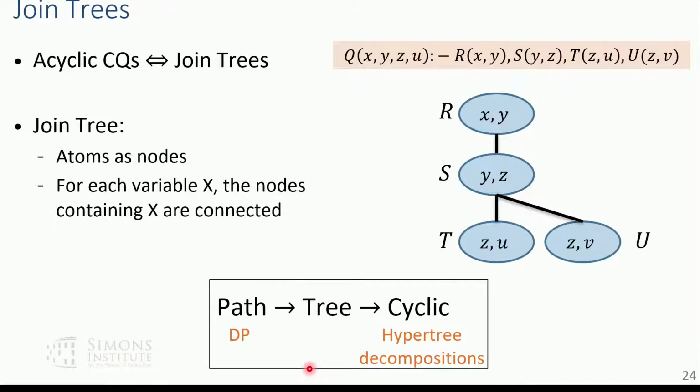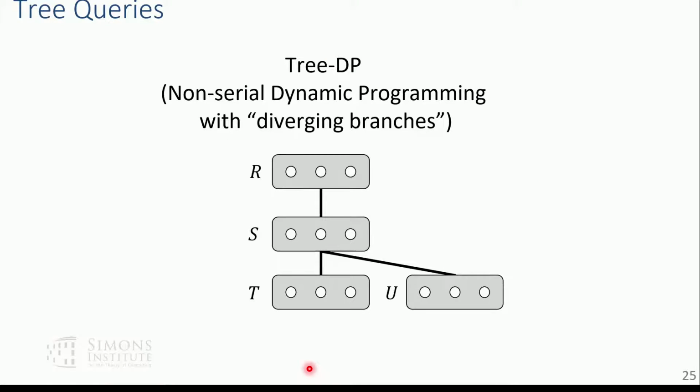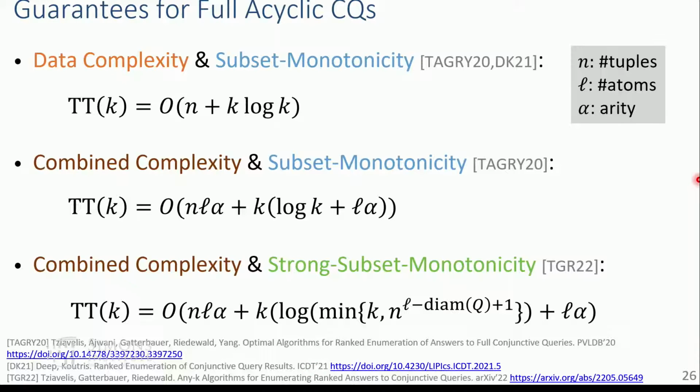And I won't have time to show you how this works, but essentially, there is a notion of dynamic programming that works on trees. I call it here 3DP. It has also been called in the past non-serial dynamic programming. For every algorithm that we have, we need to go through a process of translating it so that it works on the tree case. And we have done that. And the results look like this.